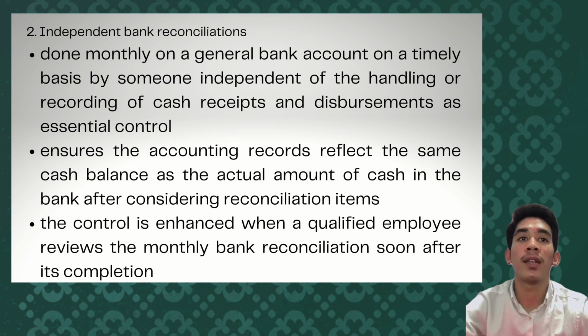Secondly is an independent bank reconciliation. Monthly bank reconciliation is done on the general bank account on a timely basis by someone independent of the handling or recording of cash receipts and disbursements as an essential control. It is to ensure that accounting records reflect the same cash balance as the actual amount of cash in the bank after considering reconciling items. The control is enhanced when a qualified employee reviews the monthly bank reconciliation soon after its completion.